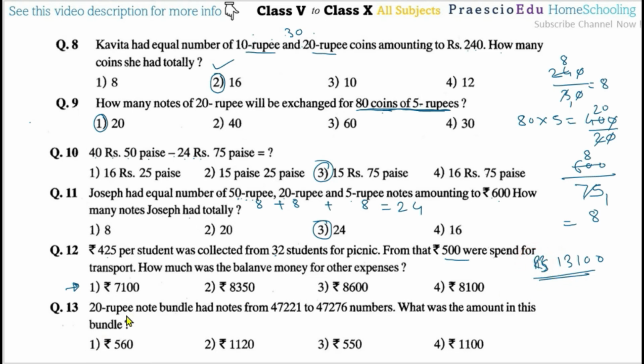Now question number 13. A 20 rupee note bundle had notes numbered from 47,221 to 47,276. What was the amount in this bundle? Now these are the serial numbers, and each note has the value of 20 rupees. So first of all we will count the total number of notes, and then we will multiply by 20.